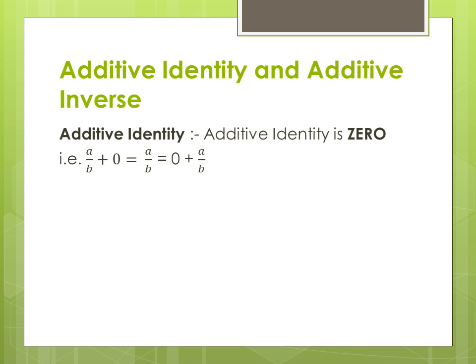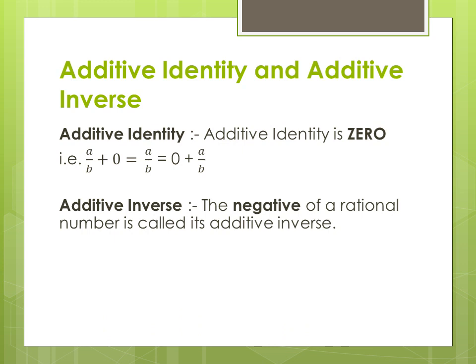Now look at another term, which is called additive identity and additive inverse. Additive identity is 0. It is the number we add to a given number so that we get the same number as our answer. So here we have to add 0, because a plus b plus 0 will give us a plus b, or we can add 0 plus a plus b, and we also get the same number.